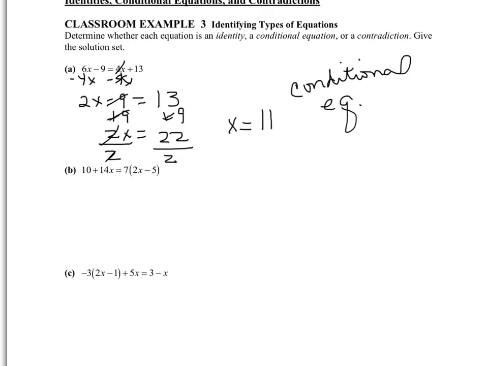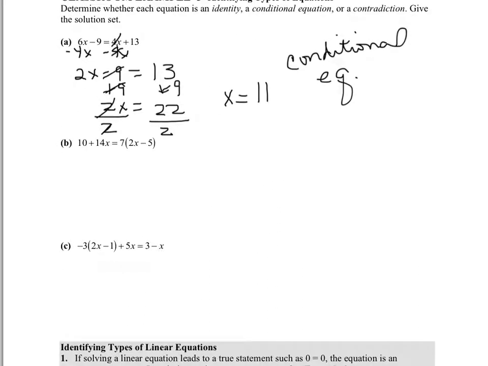Now, if you look at the next equation, B, I notice there's a parenthesis on the right with a number in front of it. I'm going to need to use the distributive property before I try to do anything else. So let's copy down the left side just as it appears. But the right side becomes 7 times 2x is 14x. 7 times negative 5 is minus 35.